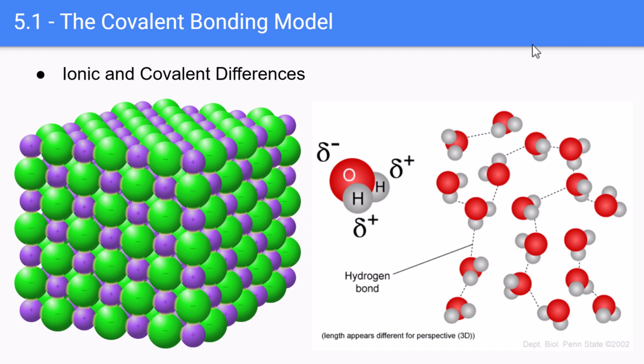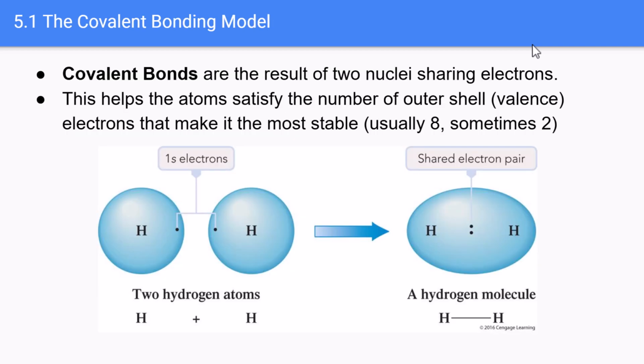So it's a little bit different when we look at melting or dissolving or boiling these types of compounds, because how they break apart is very different than how ionic compounds break apart. So what exactly is a covalent bond? Well, a covalent bond is the result of two nuclei sharing electrons.